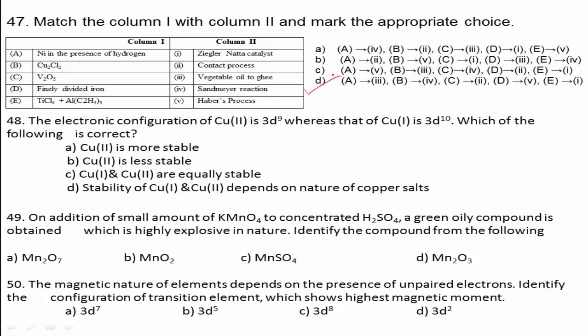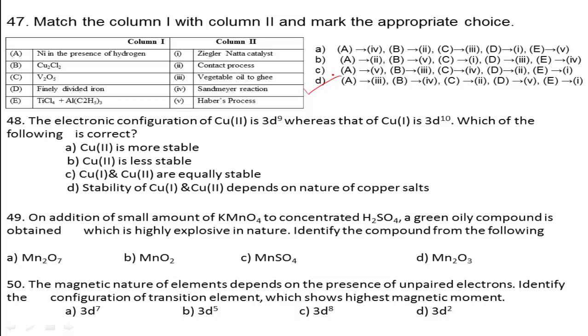Next question number 48. The electronic configuration of copper 2 is 3d9, whereas that of copper 1 is 3d10. Which of the following is correct? Copper 2 is more stable, copper 2 is less stable, copper 1 and copper 2 are equally stable. Option D, stability of copper 1 and copper 2 depends on the nature of copper salts. Students, there is a general trend, that half filled and completely filled orbitals are more stable than incompletely filled orbitals. Copper 2 is more stable.